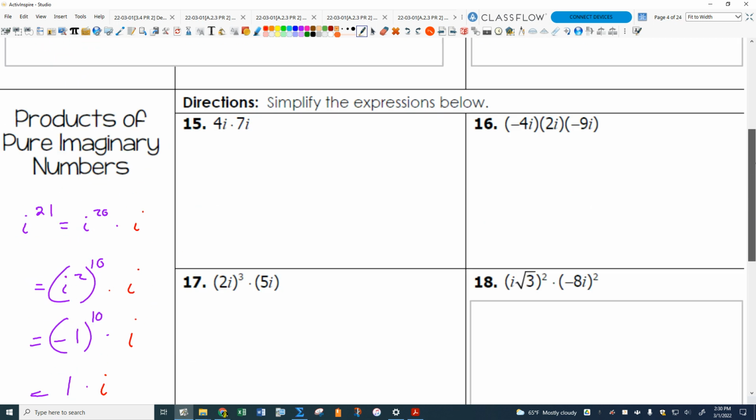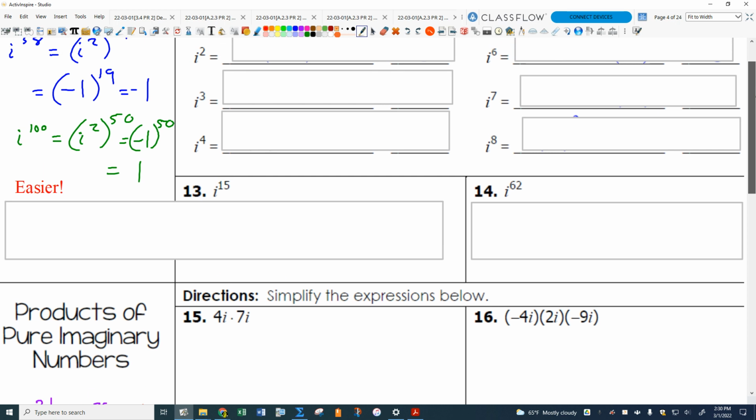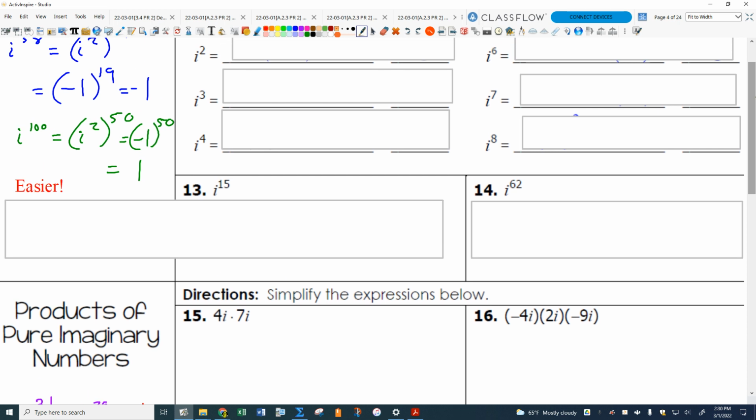Okay, so you guys work through, try this one on your own. Let's try i to the 15th. You can work with your neighbor if you want to. That's fine.